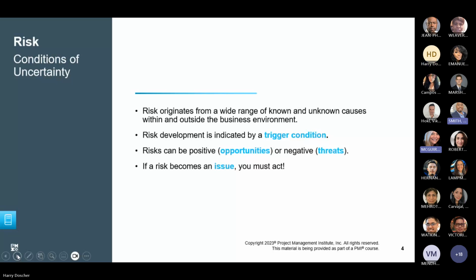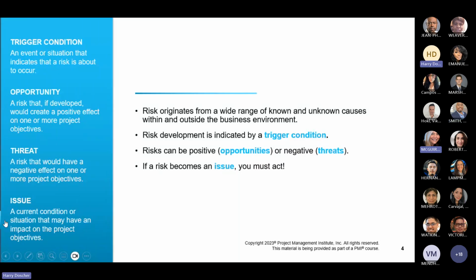Now, risks are triggered, okay, by something they call a trigger condition. Okay. If a risk progresses to where something is going to definitely happen with it, you've got to act on that. So here are the definitions first set tonight. All right.